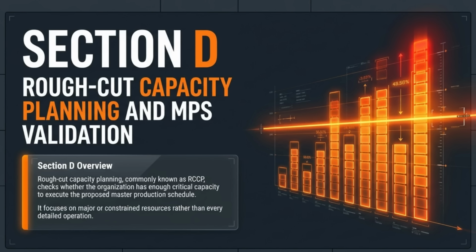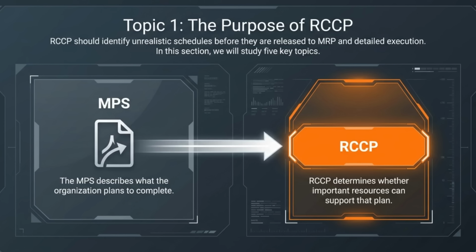Section D. Rough cut capacity planning and MPS validation. Section D overview. Rough cut capacity planning, commonly known as RCCP, checks whether the organization has enough critical capacity to execute the proposed master production schedule. It focuses on major or constrained resources rather than every detailed operation. RCCP should identify unrealistic schedules before they are released to MRP and detailed execution.